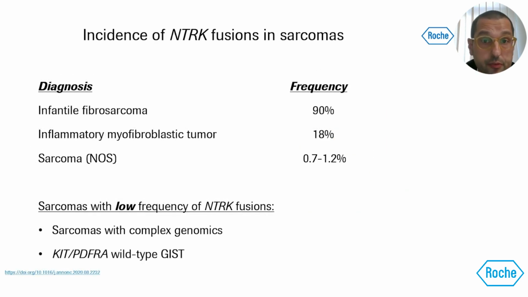Speaking of the frequency of NTRK fusions in sarcomas, as I said, infantile fibrosarcoma is at the top with 90% frequency. The second most common soft tissue tumor with NTRK gene fusion is inflammatory myofibroblastic tumor, while all other sarcomas have an overall low frequency of NTRK gene fusions, around 1%. Also, keep in mind that sarcomas with low frequency of NTRK gene fusions include sarcomas that have complex genomic alterations, as well as wild-type GIST. It means GIST that is devoid of common genomic alterations, c-KIT and platelet-derived growth factor receptor.